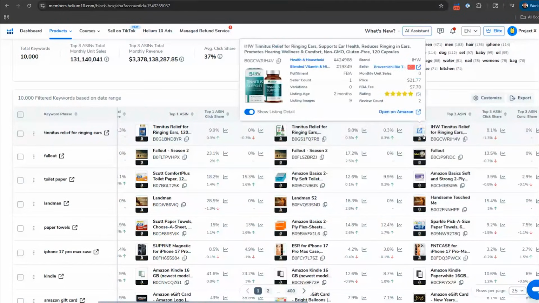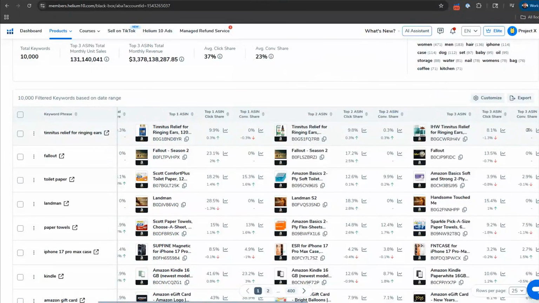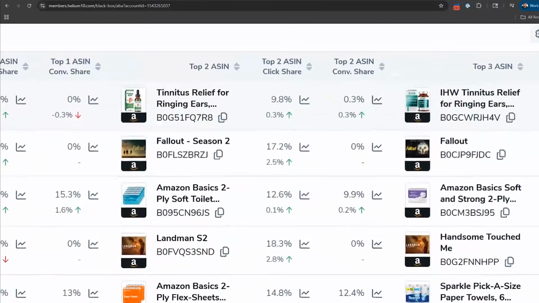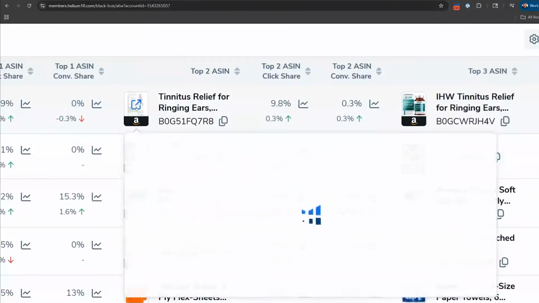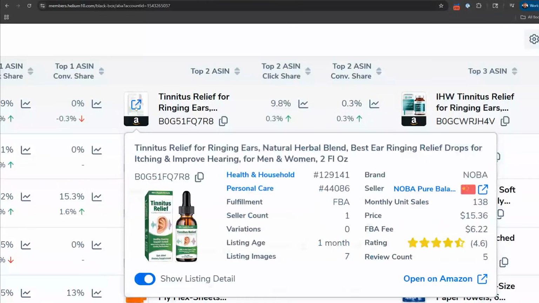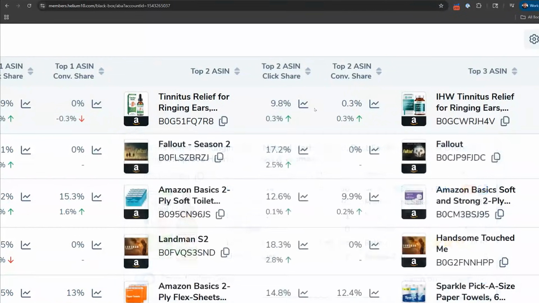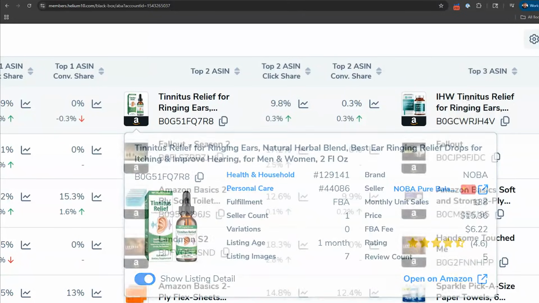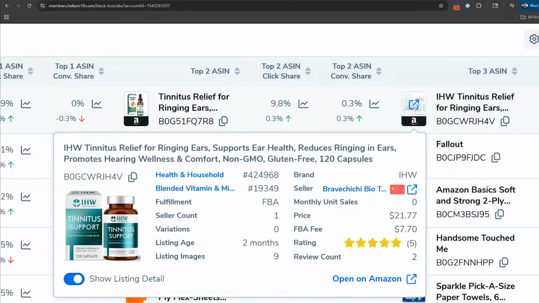Here's another supplement. The third most clicked product for this keyword also had 0% conversion, and it's also a supplement. But look at this one. This product, tinnitus relief for ringing ears, looks like a relief drop. It only had 9.8% of the clicks, but it had 0.3% of the conversions. It actually got purchases. So right away, I'm getting data like, you know what? The people searching for this product don't look like they're really looking for a vitamin or a supplement.